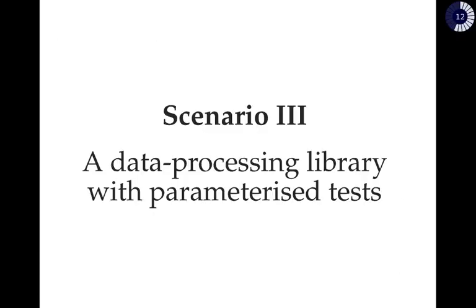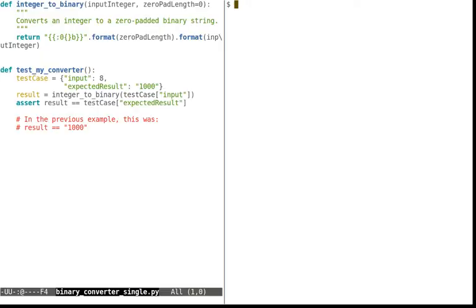So now I'm going to move on to scenario 3, where we look at a way of parameterizing tests using Pytest, using the same data processing library example. So here is my code. You can see that I've made a few changes here. The integer to binary function is only one, it's still the same as it was, but we only have one test function, and I have changed the test to include a dictionary.